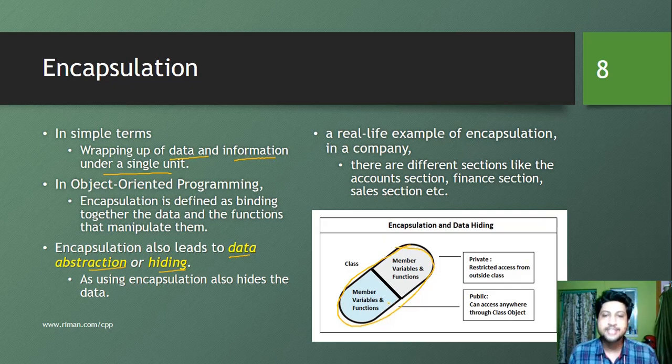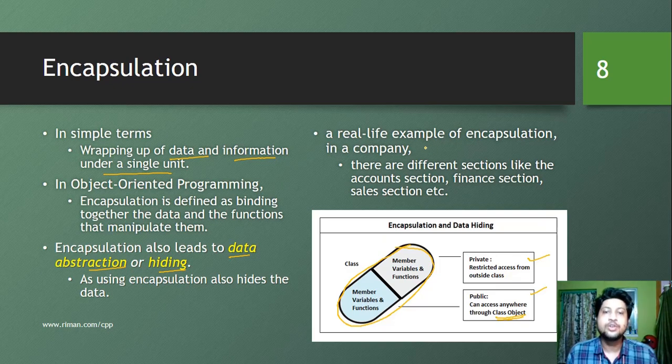One more interesting thing is that we have two different sections here: private and public. If a data member or function is private, it is restricted from outside the class. Whereas if it is public, it can be accessed from anywhere outside the class, but you have to use a class object for that. If we have private members in the class, you cannot access them from outside.